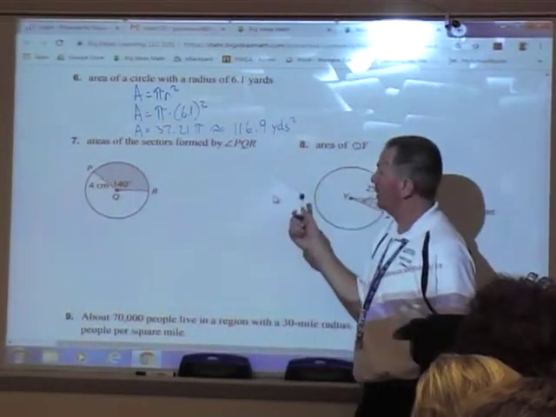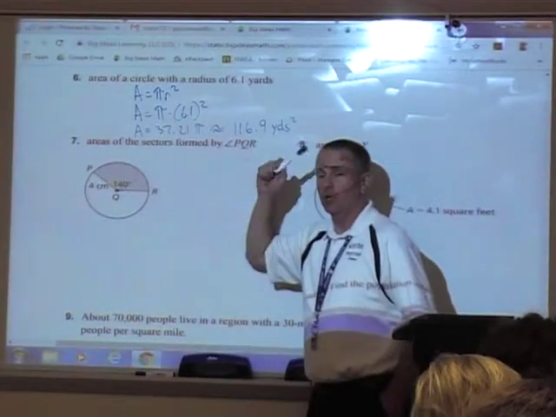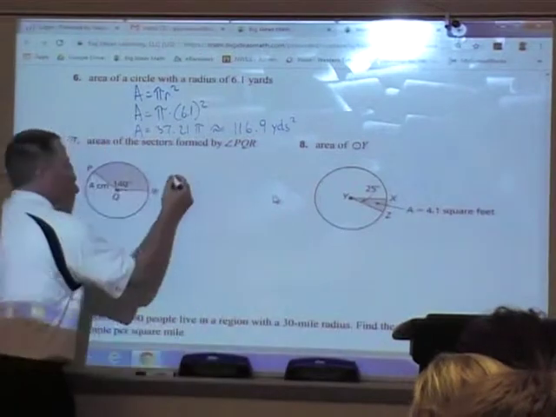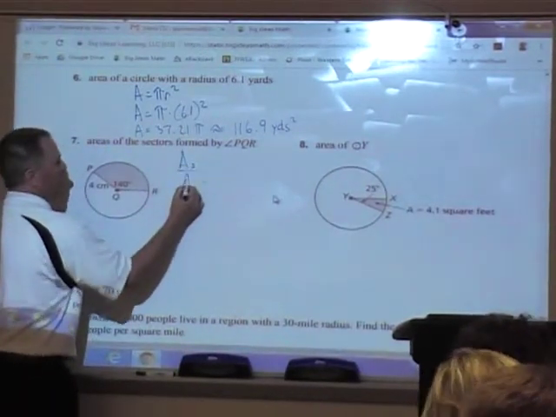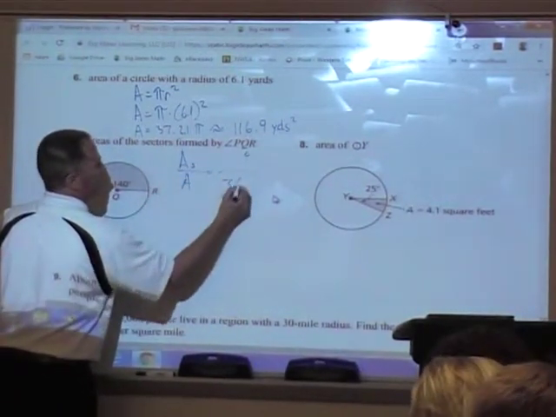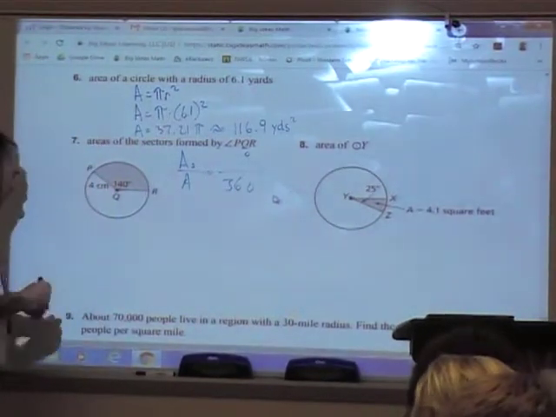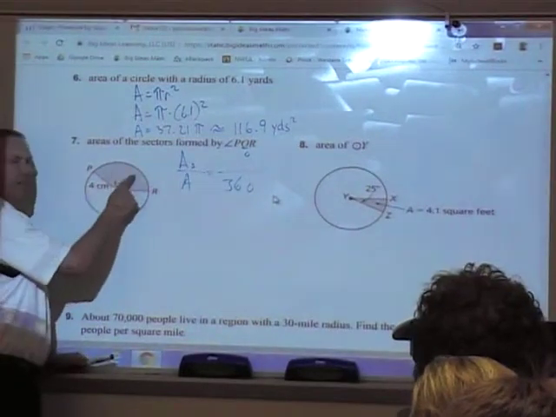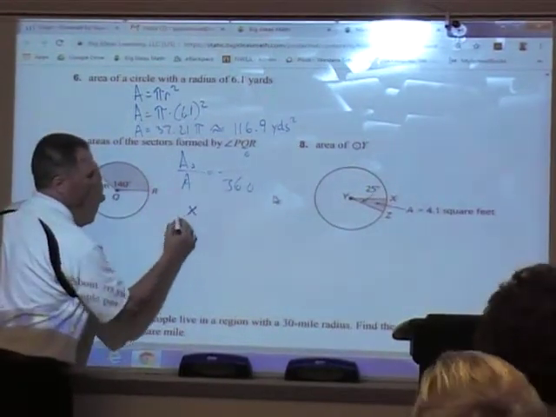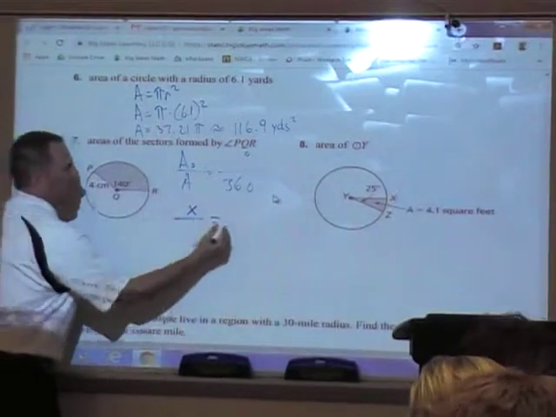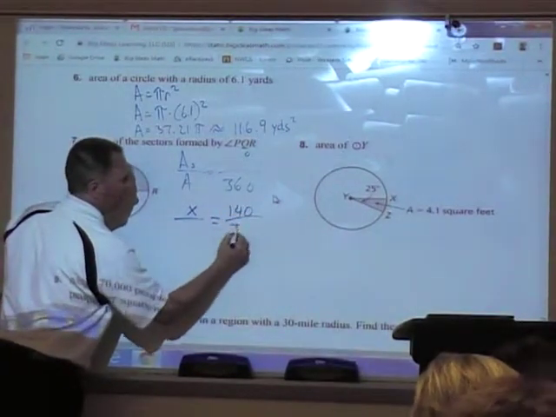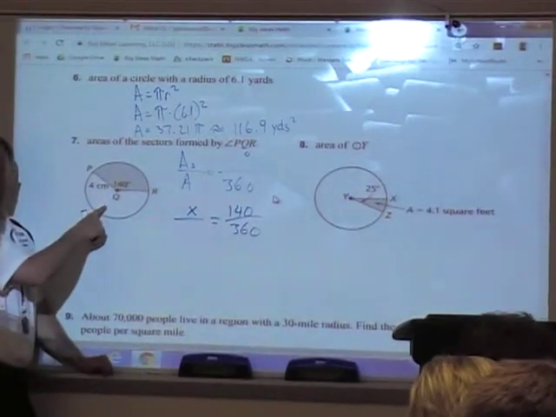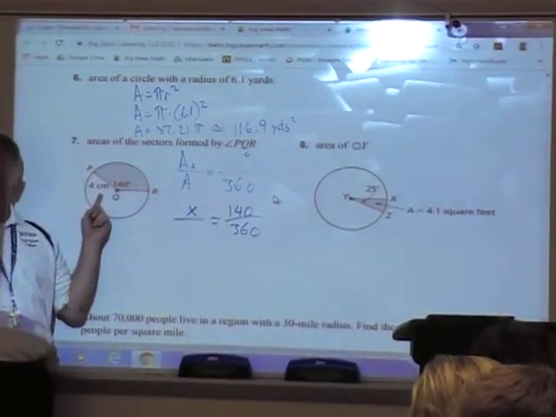So the second thing we're going to talk about, that first thing was the area of a circle. The second thing is the area of a sector. So let's set this up correctly. Remember, you have the area of the sector over the area equals the degree over 360. So let's fill in everything we have. I don't know the area of the sector, so that's my x. The degree is 140, and now I need the area of the circle.